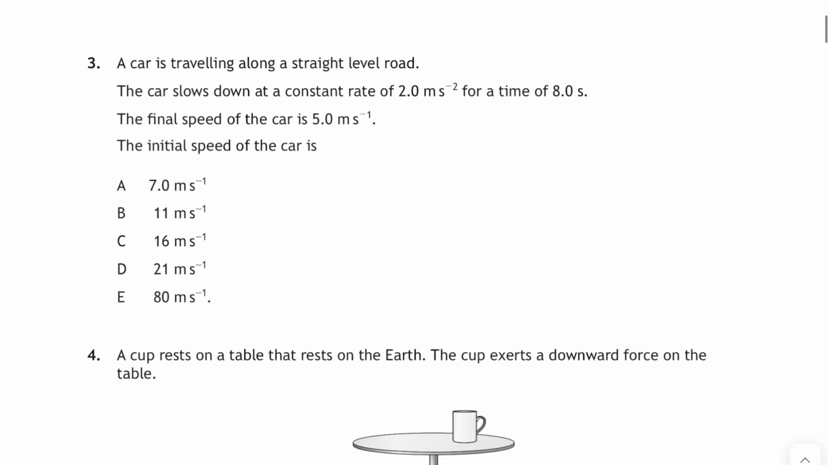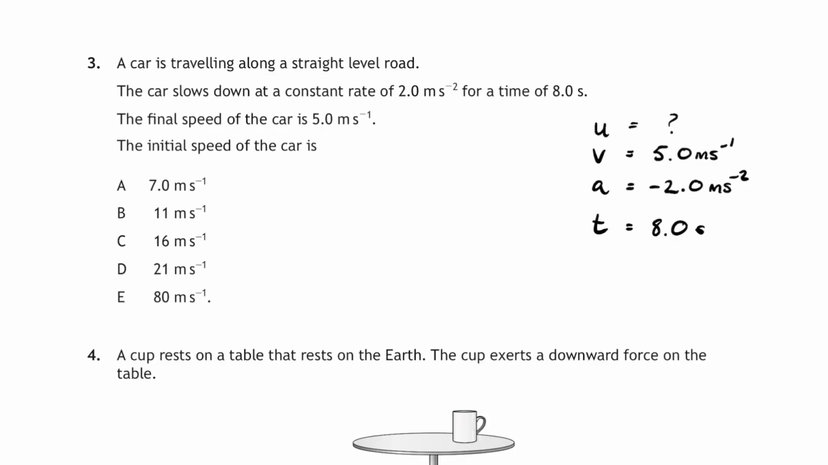Question 3. A car is travelling along a straight level road. The car slows down at a constant rate of 2 metres per second squared for a time of 8 seconds, and the final speed is 5 metres per second. And we have to work out the initial speed of the car. So let's make our little shopping list, U, V, A and T, and fill in what we know. The initial speed is what we're looking for, so we'll put a question mark there. Final speed was 5 metres per second. The acceleration is negative 2 because it's slowing down at a constant rate of 2 metres per second squared. And the time was 8 seconds.